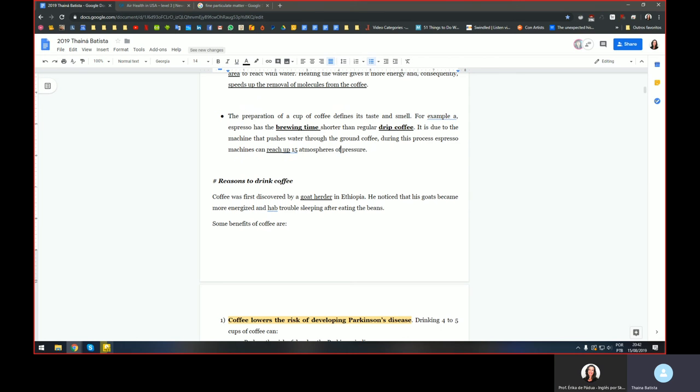It's more traditional. And espresso machines, they are modern. They produce the drink faster, and they can reach 15 atmospheres of pressure. So it's a very mechanical process.